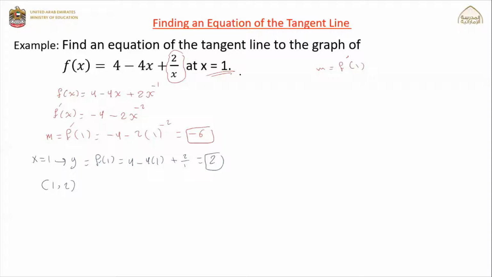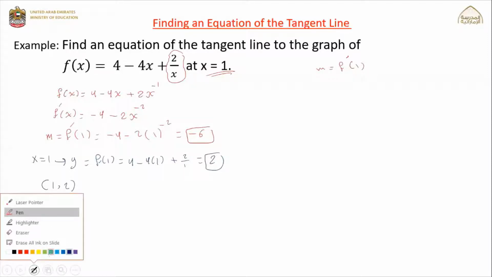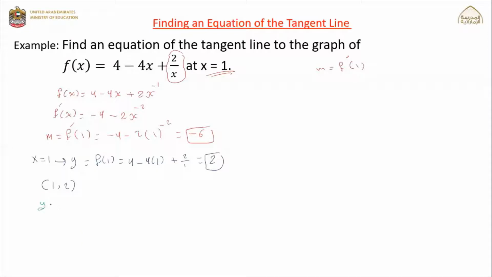What about the equation of the tangent line? The equation, as we know before, is y equal m times (x minus x0) plus y0. Now x0 and y0 come from the tangent point. So this is the value of x0 and y0.